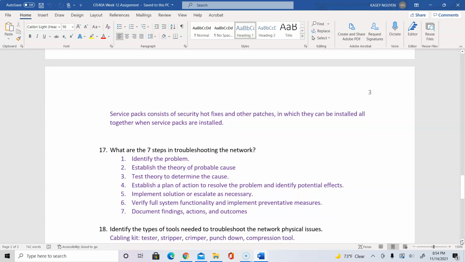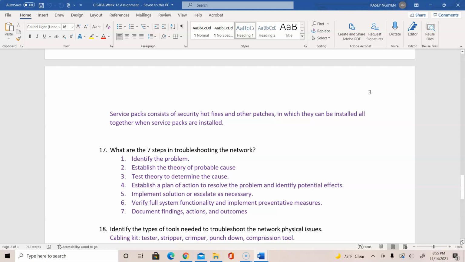17. The 7 steps in troubleshooting the network. When you come across a problem on the network, you first need to identify the problem. Second, you would then look at the probable cause or establish a theory of the probable cause. Then we want to test the theory to determine the cause. Then we want to establish the plan of action to resolve the problem and identify potential effects for that resolution.